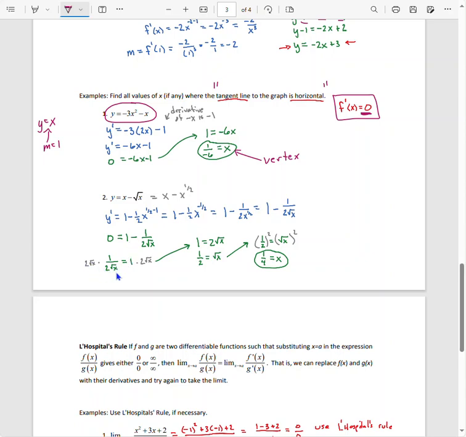Denominators, let's multiply both sides by the denominator, 2 square root of x. 2 square root of x times 1 over 2 square root of x. The 2 square root of x's cancel out, and I'm left with a 1. 1 times 2 square root of x is a 2 square root of x on the right. So really all I did is get the 2 square root of x out of the denominator. Divide by 2. Once I isolate that square root of x, I have 1/2 equals the square root of x. I'm going to square both sides. 1/2 times 1/2 is 1/4. The square root of x times the square root of x is x. And I found x equals 1/4 as where the tangent line to the graph is horizontal.